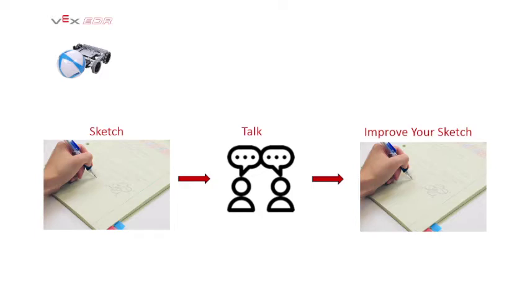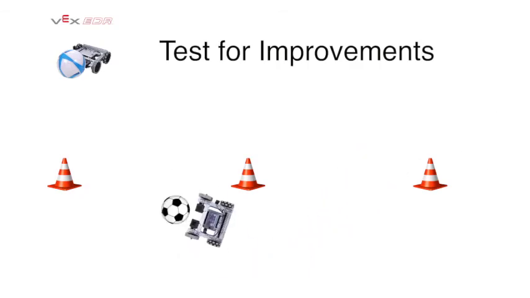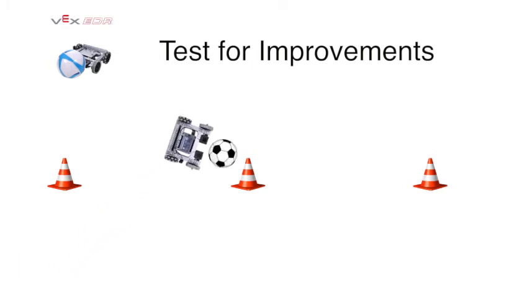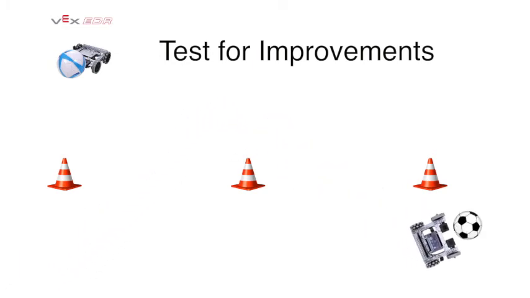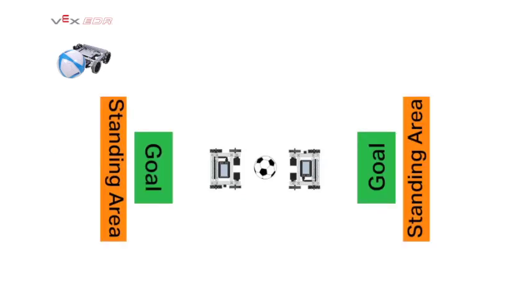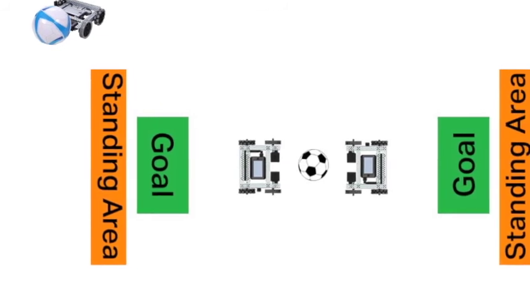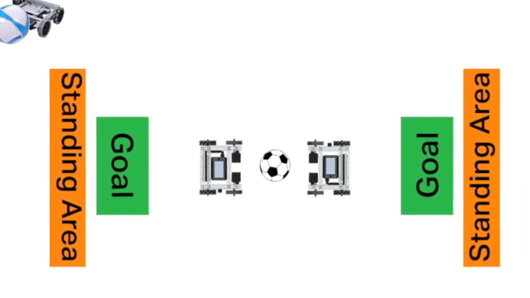After you improve your sketches, you will build your attachment and test that attachment. This experience of the engineering process is designed for you to build the best attachment that you possibly can in order to be successful in performing a productive game of soccer at the end of the class. Each student will go head-to-head in a 5-minute soccer game at the end of the class.